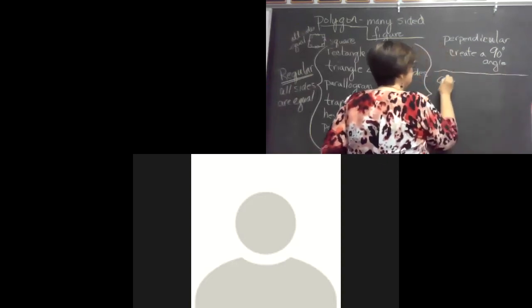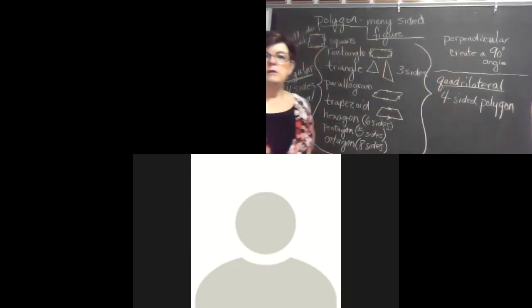Let's go ahead and put quadrilateral on here again. All this means is a four-sided polygon. A four-sided polygon. Now you can let me know when to get back on. Always look for regular.